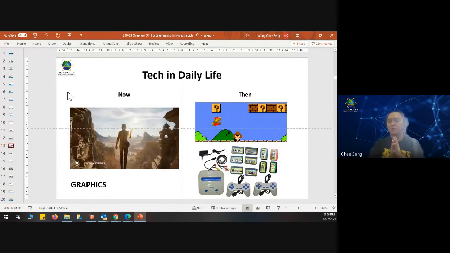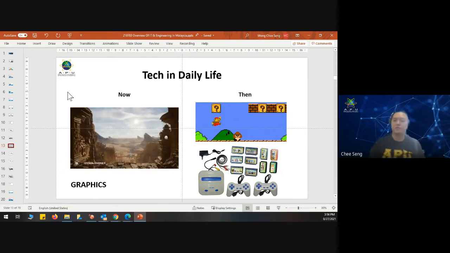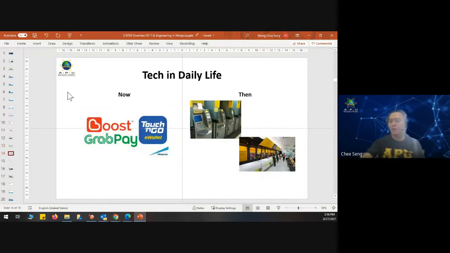The graphic was so real. The quality of the graphics are super real. You can compare, if you are someone who plays games from PlayStation 2 to PlayStation 5, you see the very big difference.